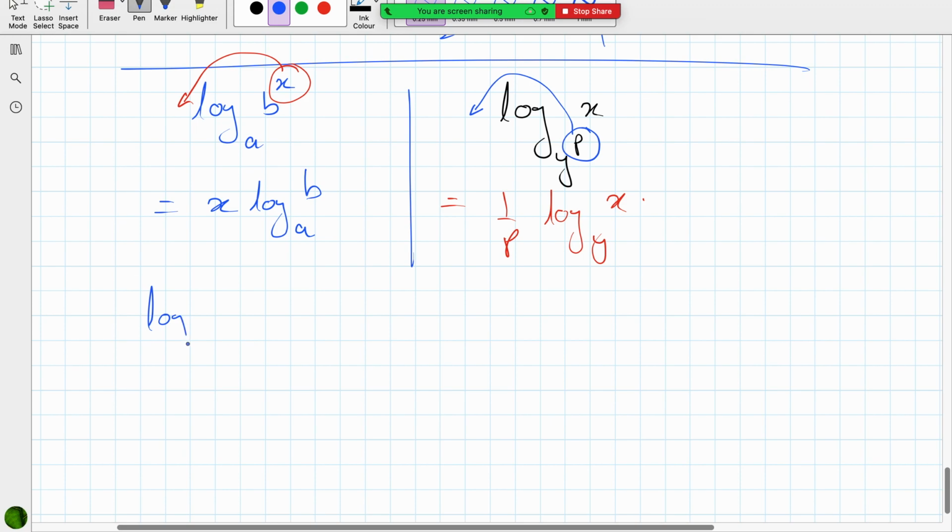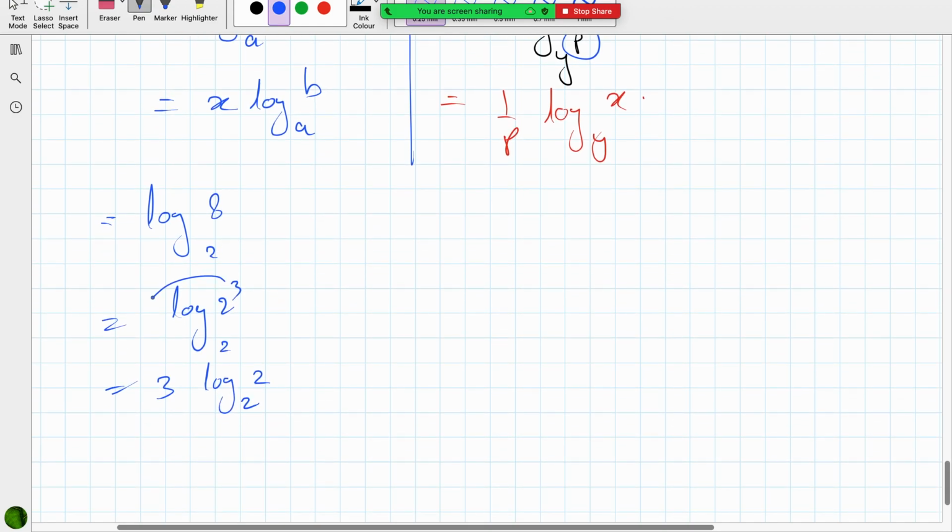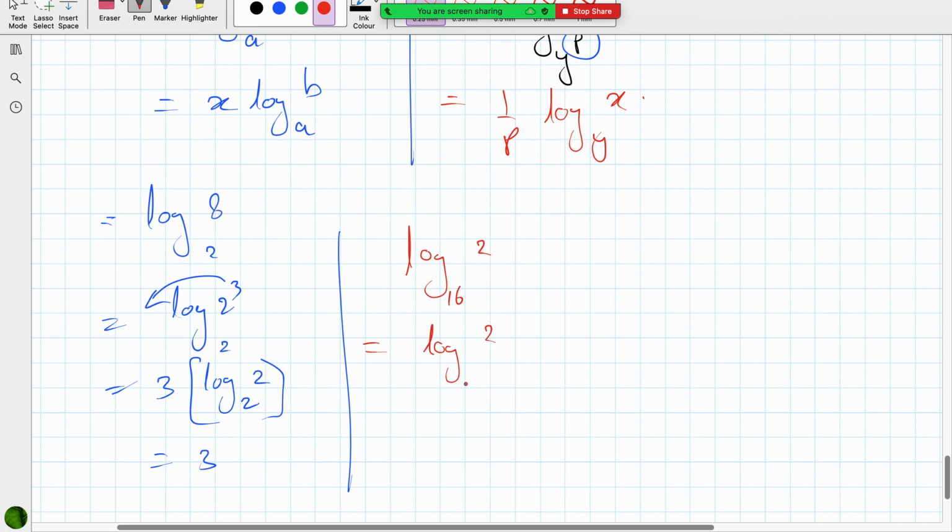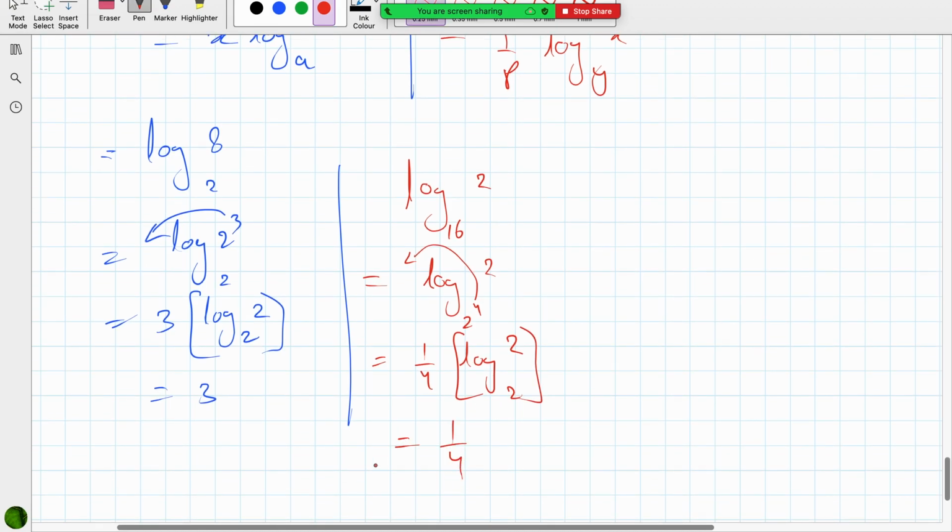If I have this log 8 to base 2, this will become log 2 cube to base 2. Now this 3 is going to come out. This is log 2 to base 2. This 3 comes out as it is, and our final answer is 3. But if we had log 2 to base 16, this is 2 raised to power 4, 16 is 2 raised to power 4. Now this 4 is coming out and becoming reciprocal because it was in the base. This log 2 to base 2 would make it 1, and your final answer is 1 by 4.